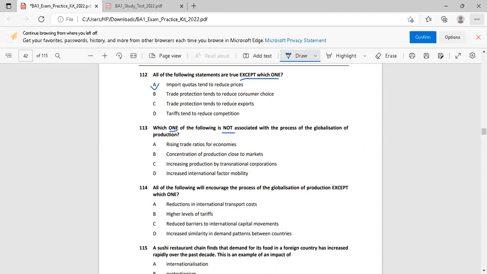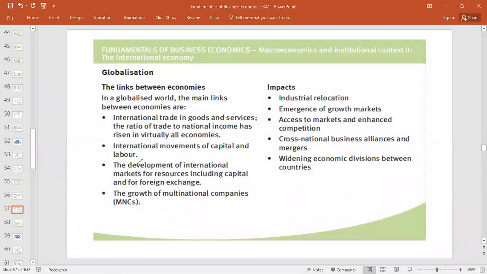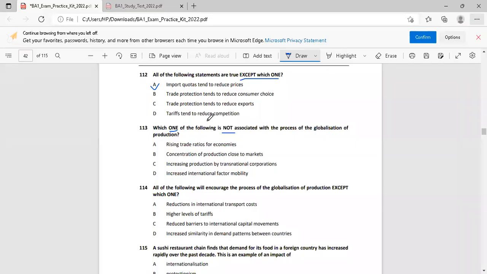Concentration of production close to markets. International movement of factors of production is also there. We see the second point is international movement of factors of production. Development of international markets for resources, including capital and foreign exchange. Growth of multinational companies. Can we go with the concentration of production close to market? Not close to markets, it's close to availability of resources.